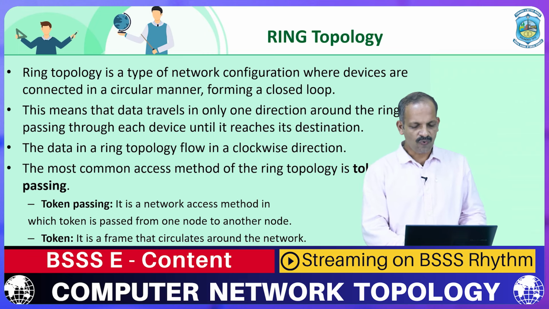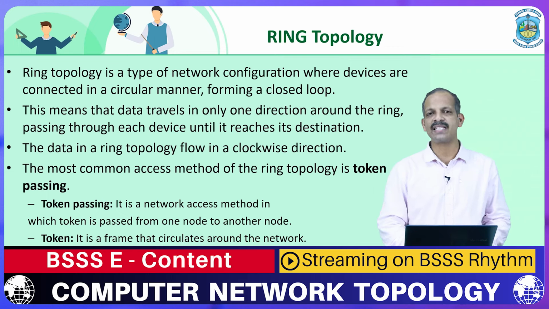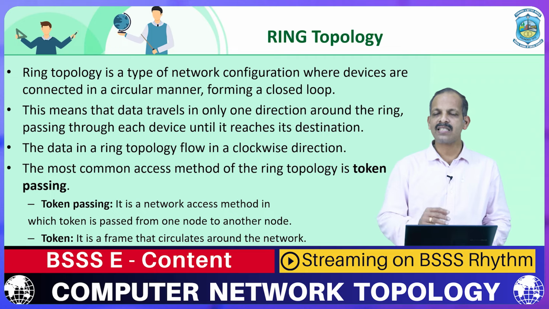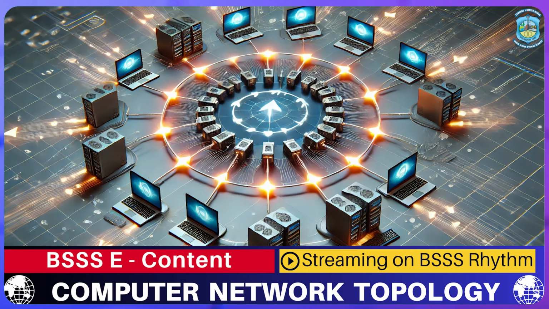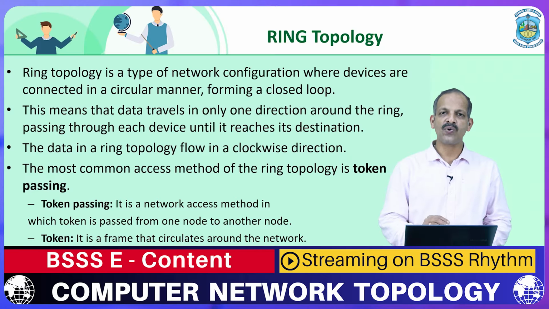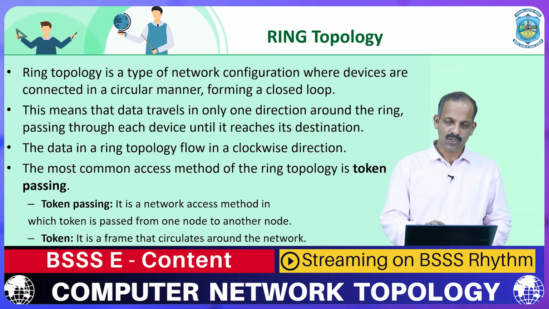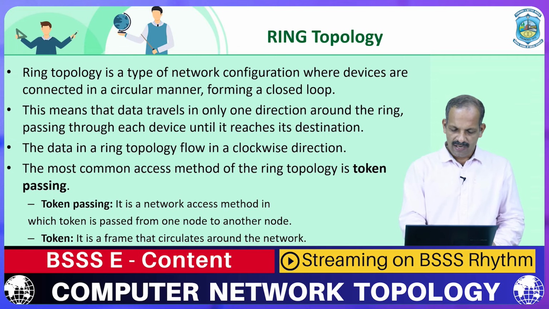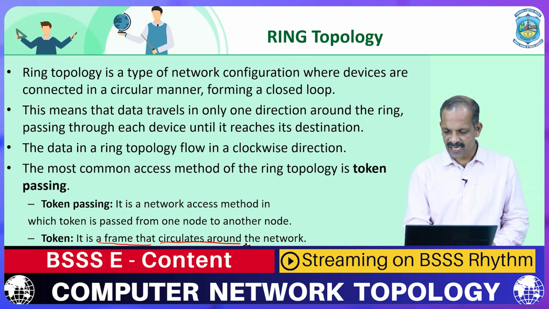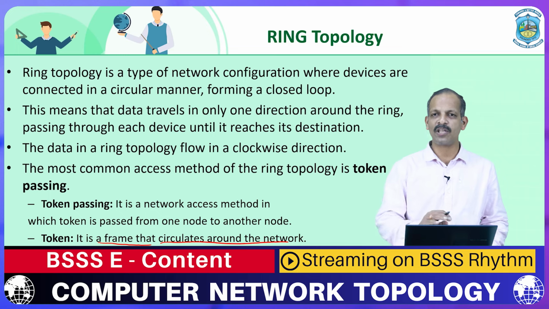This topology can be implemented in two ways: first, clockwise data transfer, and second, anti-clockwise data transfer. Why? Because in this type of topology, only one direction of data transfer is allowed. When we create this network, we need to configure clockwise or anti-clockwise. Then there is a token that passes through the network. Here, a token is a frame that circulates through the network, in between the systems.